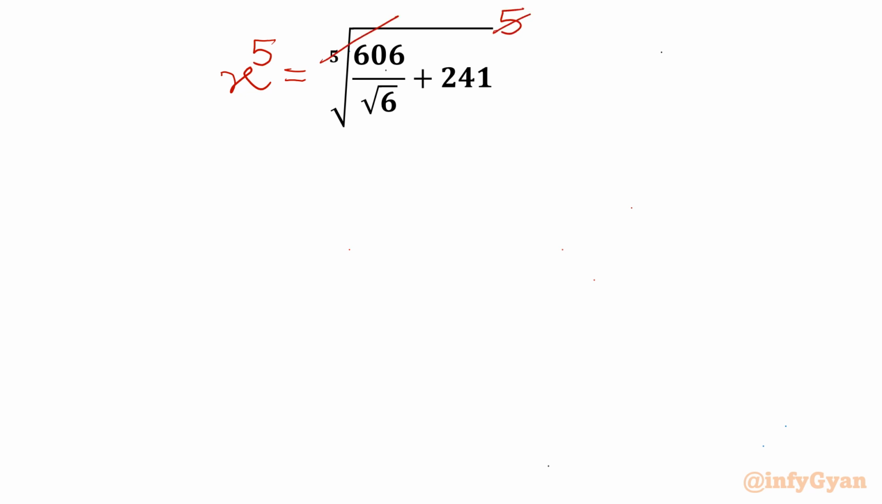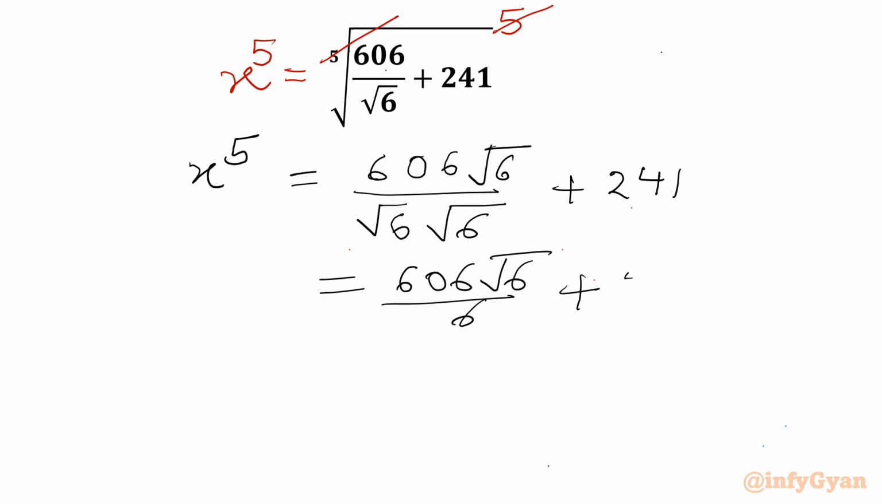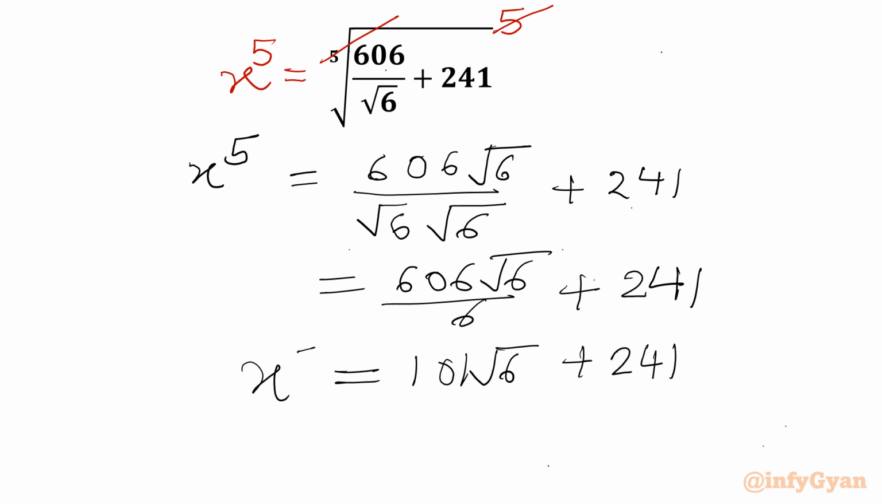Fifth root and power 5 will be over. Now I can write x power 5 will be equal to 606 over square root 6 plus 241. Let's rationalize our denominator. So I will multiply here with root 6. Now this will give us 606 root 6 over 6 plus 241. So finally we are having 101 root 6 plus 241. This is our x power 5.